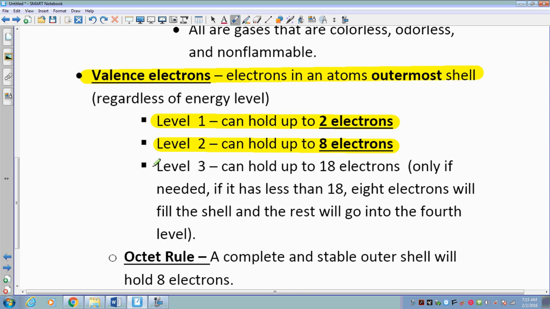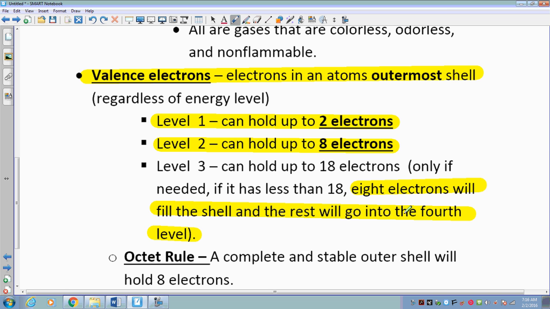Level 3, now this one gets confusing. We're going to fill it. It can hold up to 18 electrons, because that's where understanding the orbitals, the s orbitals, the p orbitals, the d orbitals, all that stuff will factor in, and it'll make more sense probably in chemistry. But for our purposes, it's going to fill with 8. It can hold up to 18, but it's going to fill with 8 electrons, and the rest will go to the 4th level.